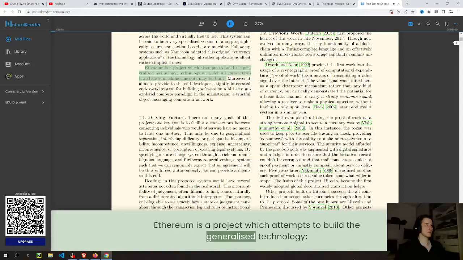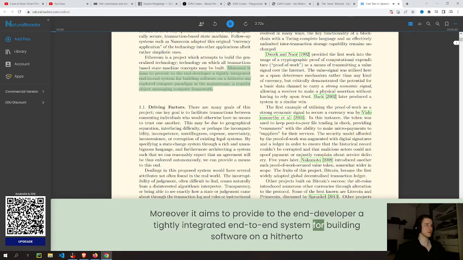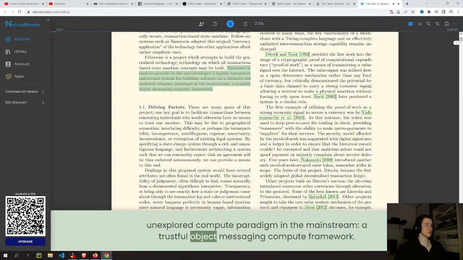Ethereum is a project which attempts to build a generalized technology on which all transaction-based state machine concepts may be built. Moreover, it aims to provide to the end developer a tightly integrated end-to-end system for building software on a hitherto unexplored compute paradigm in the mainstream, a trustful object messaging compute framework.